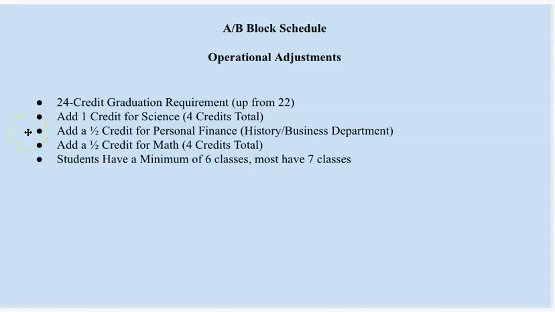I believe in adding the half credit for personal finance in the history and business department, so that would increase them to 2.5 credits. I think math should be a full 4 credits, because we have lots of kids that want to bail on their math class halfway through their senior year, and I think they should stay put. And students would have a minimum of 6, and most would have 7 classes throughout their experience each year. They would also all have that guaranteed multi-purpose study period.